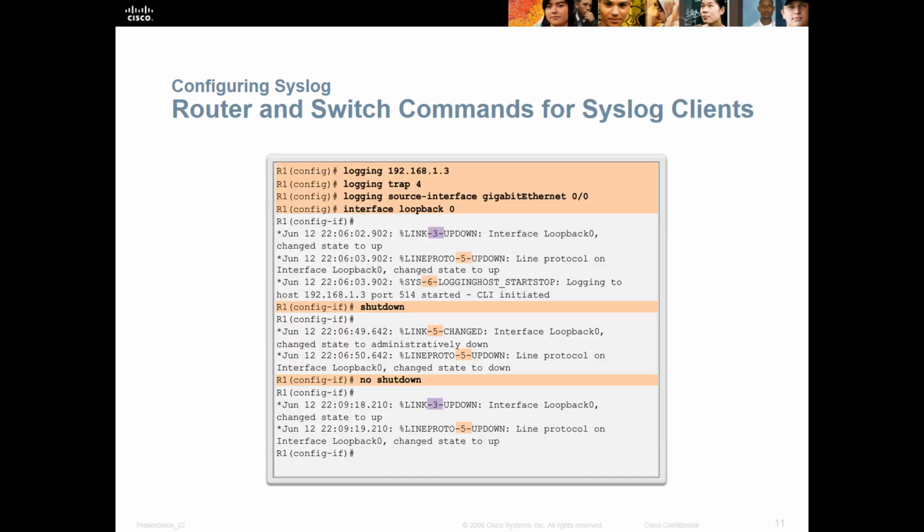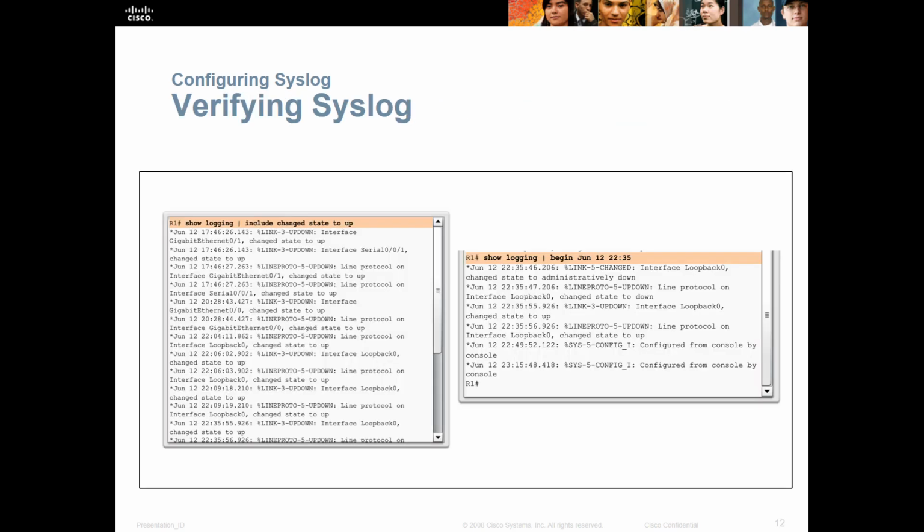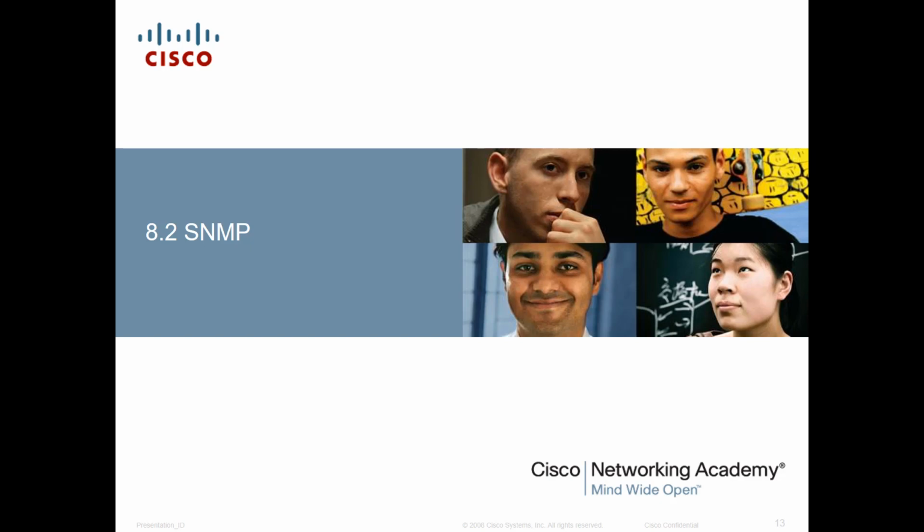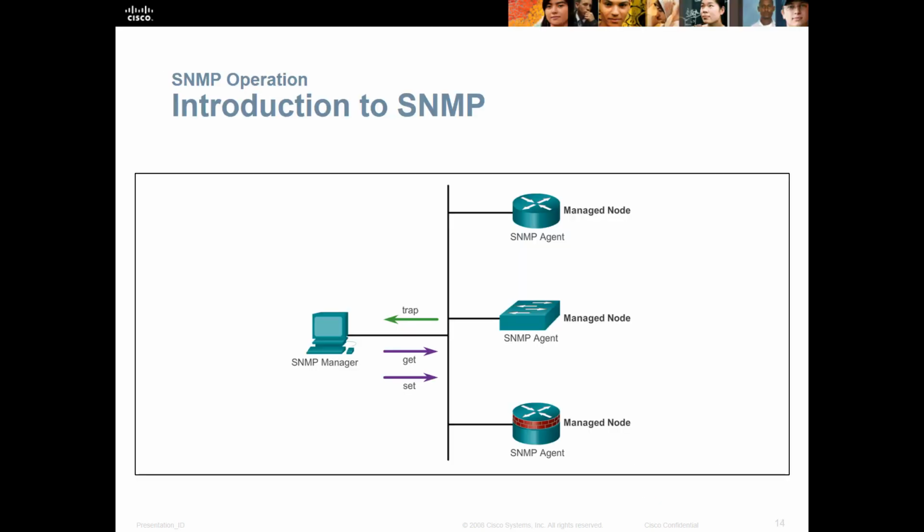Router and switch commands for the Syslog client: logging, the IP address of the Syslog server, the trap, and the source interface. Verifying syslog could be as simple as show logging. Simple enough, right? All right, moving on, 8.2 SNMP, or Simple Network Management Protocol.